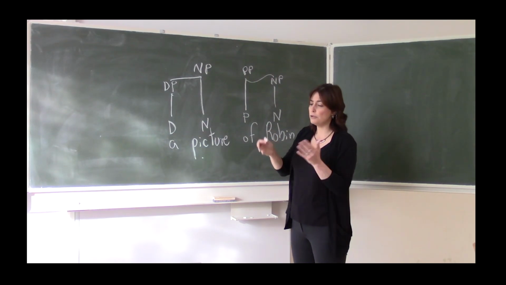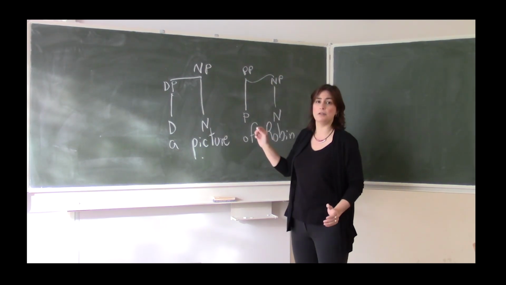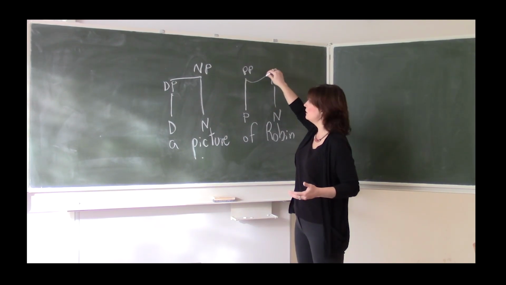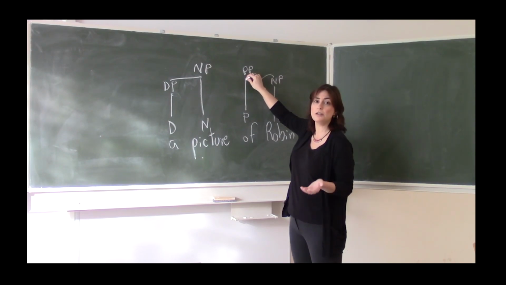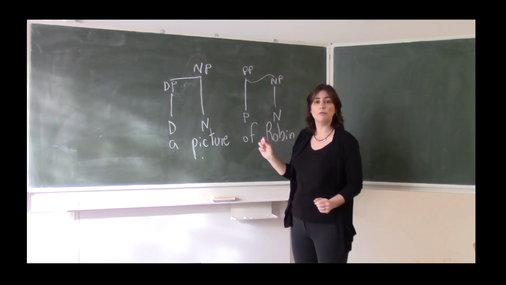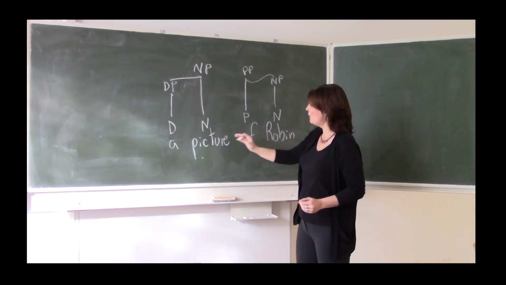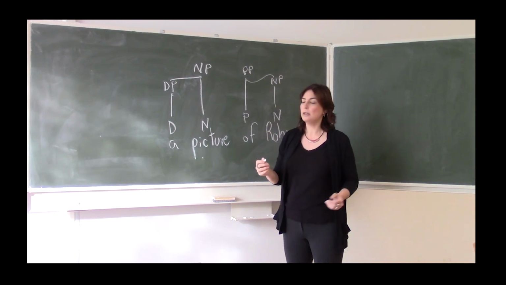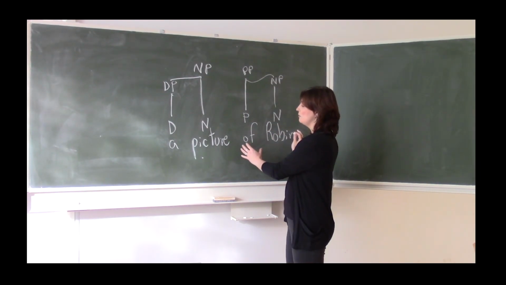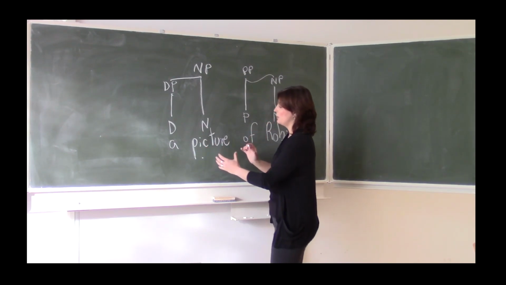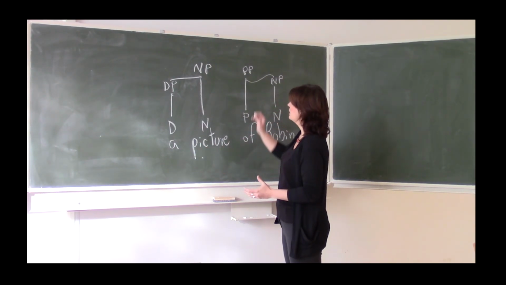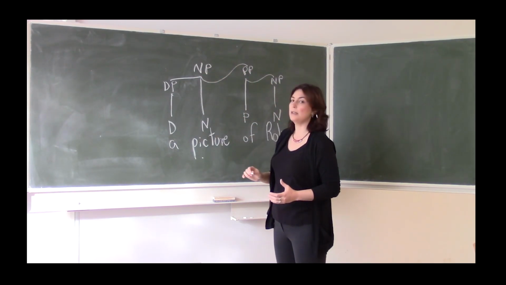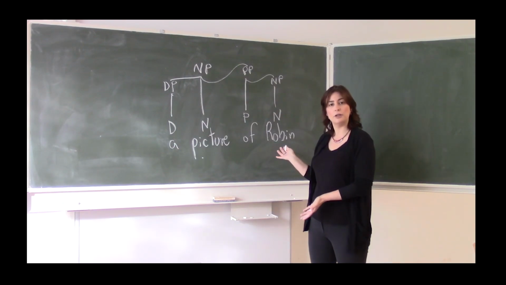And don't worry too much when you are drawing your trees about these curly branches. As long as it goes from the top of the one that's inside to the bottom of the one that contains it, it's okay. You can then fix your style later on. Okay? Now, a picture of Robin is a kind of picture. It's not a kind of Robin. So that means that of Robin will be inside picture, because semantically it is inside picture. So this PP will be inside of the NP. And here you have your other tree.